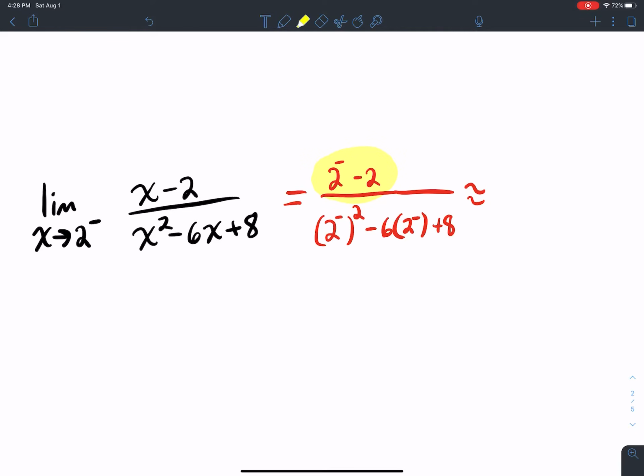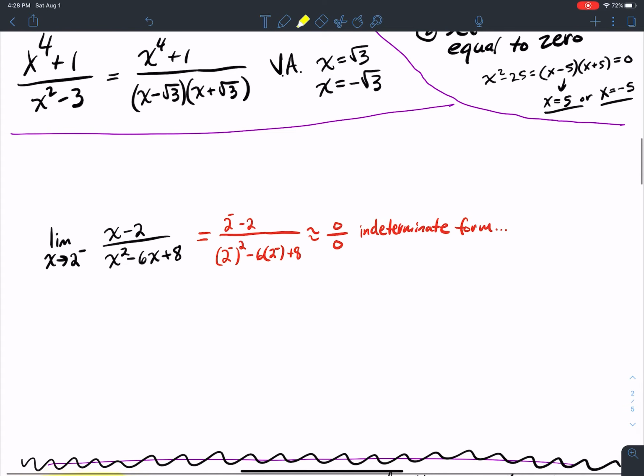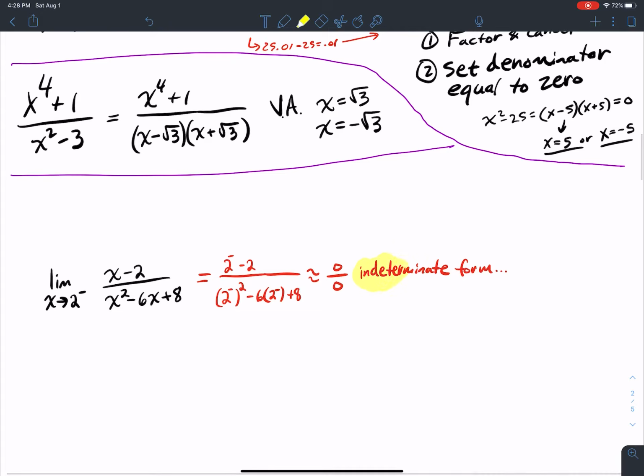Well, what happens here? Basically, 2 minus 2 is essentially 0 in the numerator. This is basically 2, so that's 4. And then that's 8, so that's 12. And then a negative 6 and a positive, basically 2, is negative 12. So 12 and minus 12 is going to produce a 0. Now, if I have a 0 divided by 0, this is known as an indeterminate form. If I take the limit and I get 0 over 0, I'm thinking here maybe there's something that can factor. Okay?